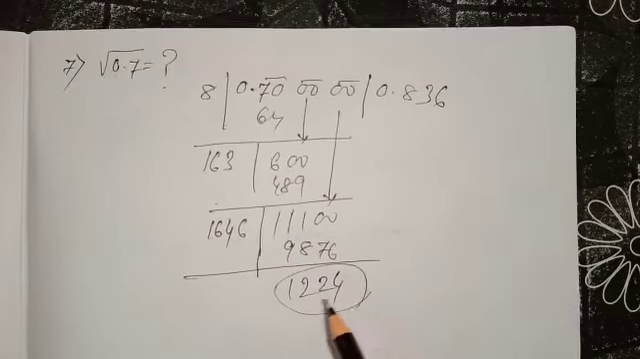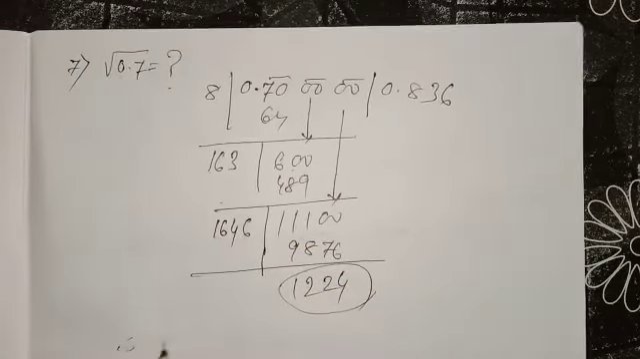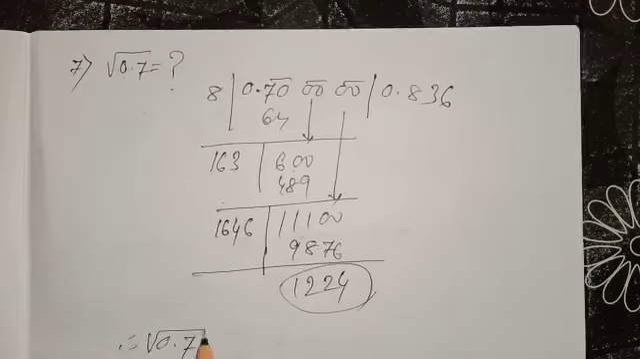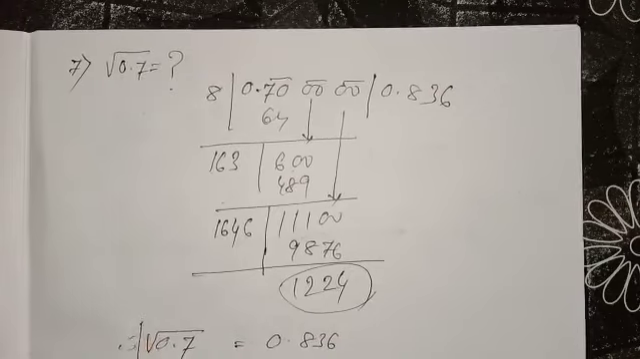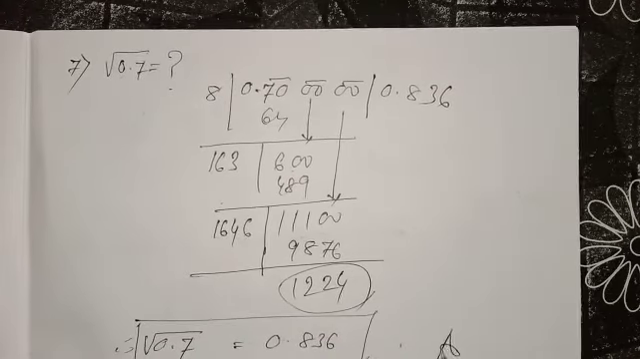This is the remainder. Therefore, the square root of 0.7 is coming 0.836. And this is the answer. Question number 7 is also completed. Try to complete the remaining part of the exercise in this method.